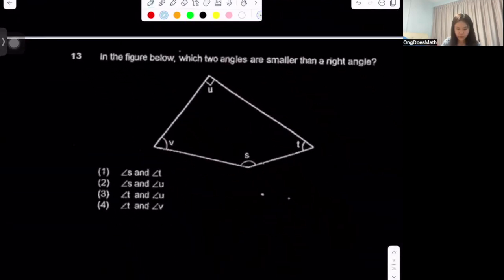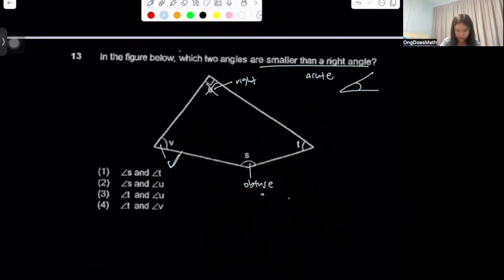In the figure below, which 2 angles are smaller than a right angle? Smaller than a right angle means it is an acute angle. So it must look something like this. U is a right angle, so it's not acute. Is V acute? Yes, V is acute. Is S acute? No, because it is bigger than a right angle, which makes it an obtuse angle. Is T an acute angle? Yes, because it's smaller than 90 degrees. So the answer is T and V. So the answer is option 4.